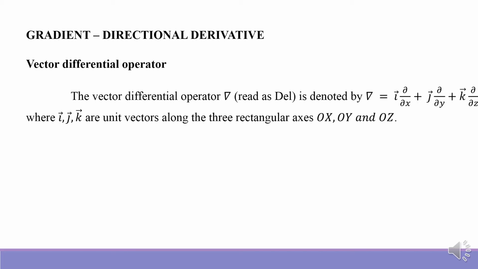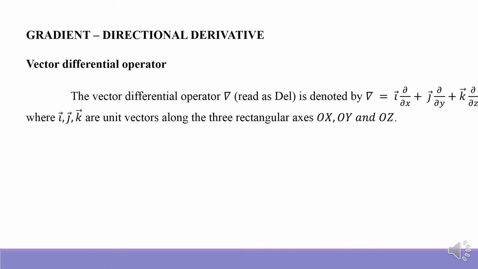Gradient, directional derivative. The vector differential operator del is denoted by del equal to vector i into dou by dou x plus vector j into dou by dou y plus vector k into dou by dou z. Del is called the gradient, a vector differential operator. Here i vector, j vector, k vector are the unit vectors along the three rectangular axes Ox, Oy and Oz respectively.